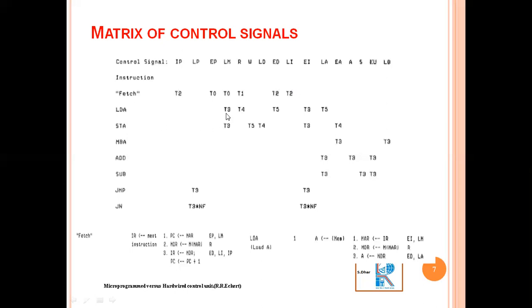Then again, LM will be activated when both LDA is 1 and T3 is 1. Clear? R will be activated when LDA is 1, that means the LDA line is active, and T4 is activated. Clear? So this is our control matrix of control signals.